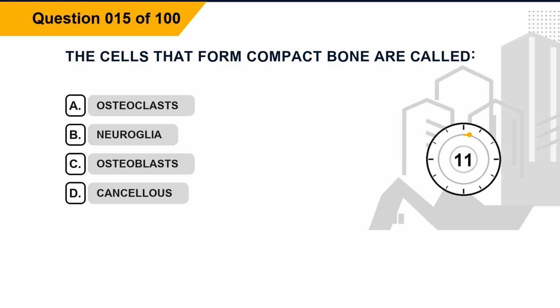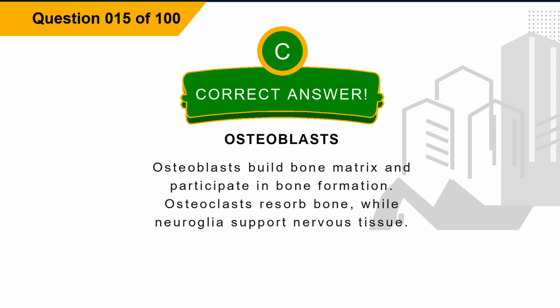Question 15. The cells that form compact bone are called. Option A, osteoclasts. Option B, neuroglia. Option C, osteoblasts. Option D, cancellous. The correct answer is option C, osteoblasts. Explanation. Osteoblasts build bone matrix and participate in bone formation. Osteoclasts resorb bone, while neuroglia support nervous tissue.